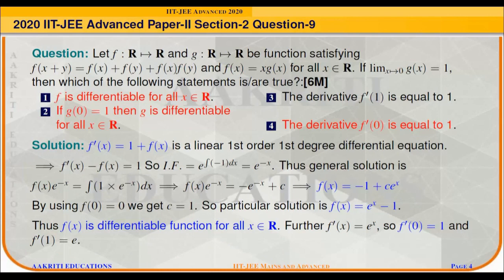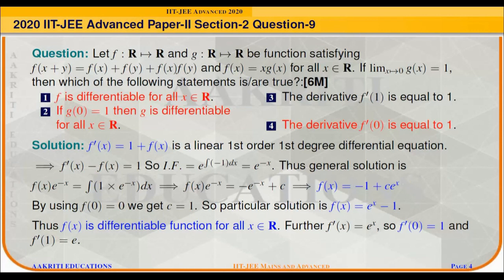Further, this differential equation is linear in nature and it is of order 1 and degree 1. So, by writing it in its standard format, we will get f prime of x minus f of x is equal to 1, which can be solved using the integrating factor. The integrating factor of this linear differential equation is e raised to the power minus x, and thus the general solution of this differential equation can be found as f of x is equal to minus 1 plus c times e raised to the power x.